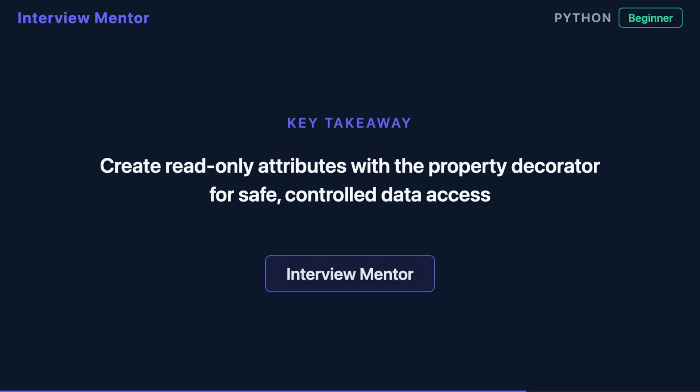To create a read-only attribute, use the @property decorator without a setter. Store data in a private attribute with an underscore prefix. This gives you safe, controlled access to your object's data. Practice this pattern. It's fundamental to Python class design.